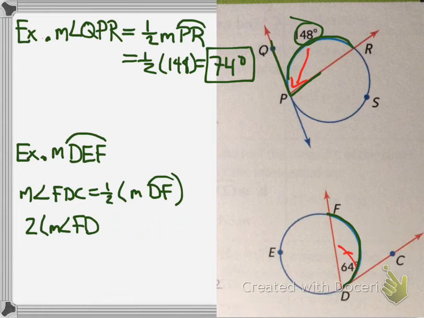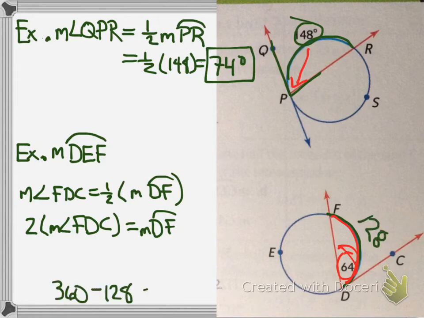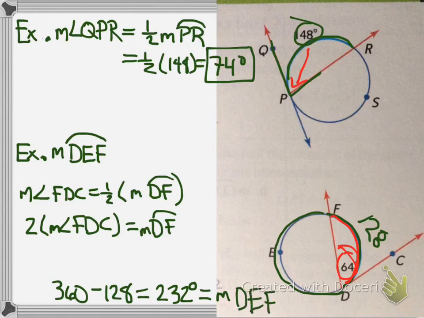So that means this angle right here at 64 is going to be half. If I double that, that's how you always get rid of a half, you would get that arc. So 2 times 64 would give me 128. Then, how many degrees are in a circle? 360. So if I subtract 128 from 360, I will get 232 degrees. And that's one way to approach that.